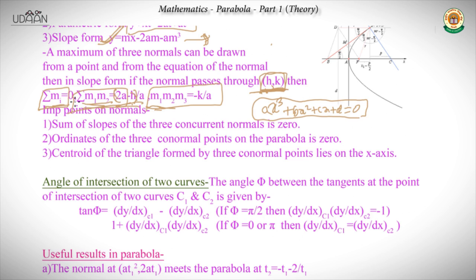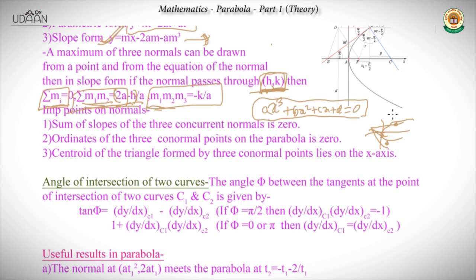Important points about normals: the sum of slopes of 3 concurrent normals is 0. Next, the sum of the ordinates of the 3 co-normal points on the parabola is 0. What are co-normal points? If these are 3 points on a parabola whose normals are concurrent, then these 3 points are known as the co-normal points.